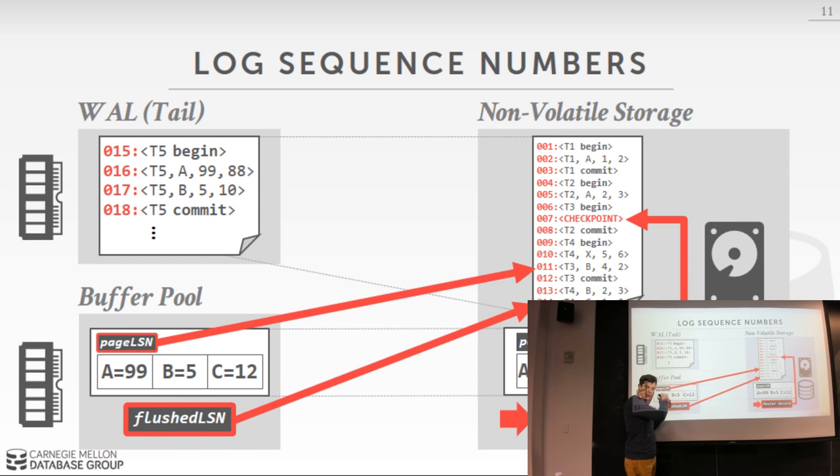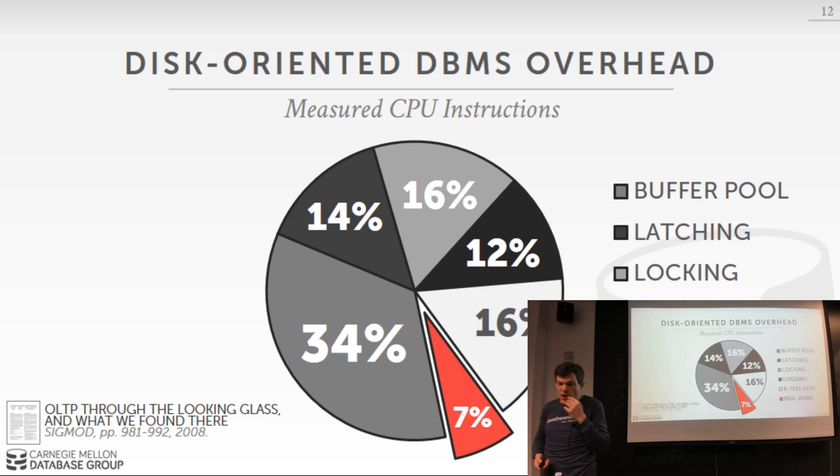And this is part of the reason why, going back to that pie chart I showed at the beginning of the semester, where they showed all the CPU instructions spent on different parts of the system, the logging is 12%. And this is not even counting flushing things out to disk. This just corresponds to maintaining the log records. But all those other parts of the system are actually including these times as well, because they're doing all these checks all over the place to see whether the LSN of the log record or the page they're dealing with is greater than or less than the flushed LSN in the buffer pool.